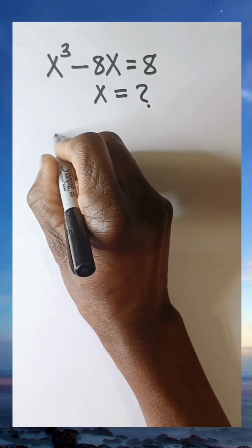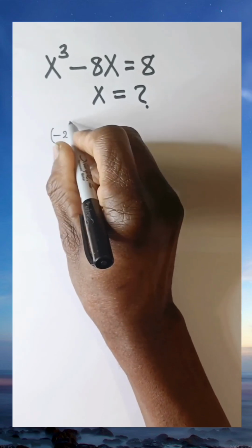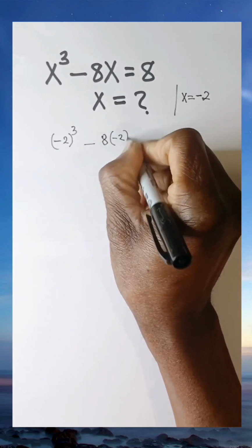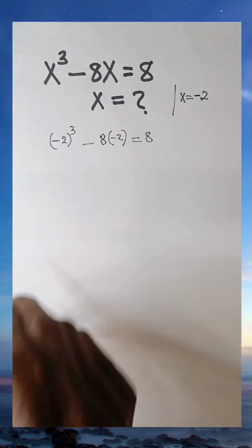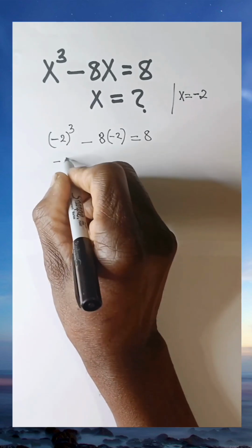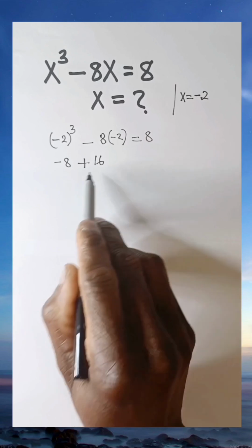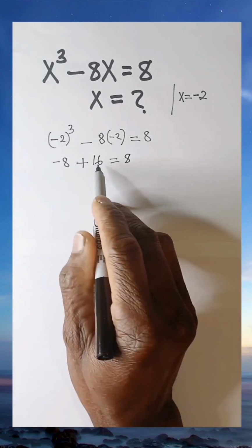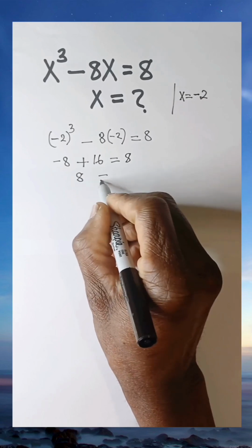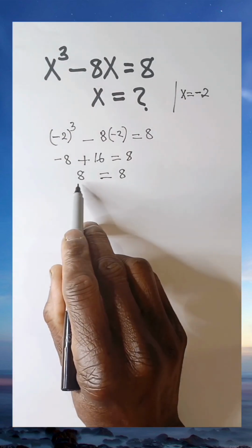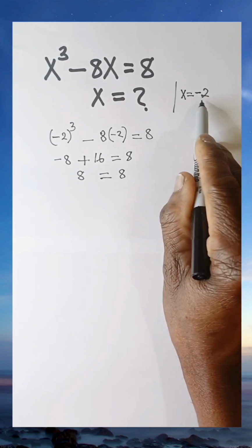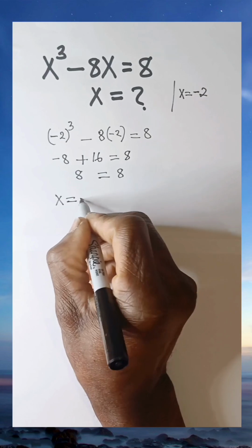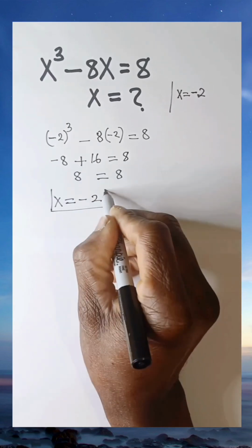So here we have minus 2 raised to the power of 3 minus 8 times minus 2, and this is equal to 8. Minus 2 raised to the power of 3 will give us minus 8. Minus 8 times minus 2 will give us plus 16. Minus 8 plus 16 will give us 8, which is equal to 8. Since the left-hand side is equal to the right-hand side, that means that x equals minus 2 is a solution. So we have that x is equal to minus 2. So this is one of the solutions.